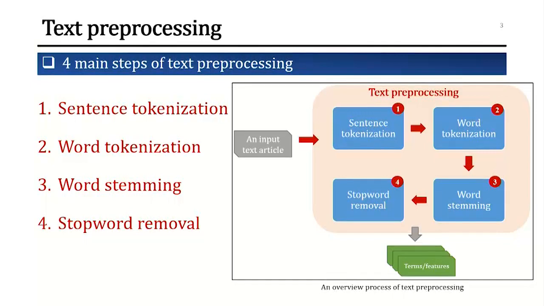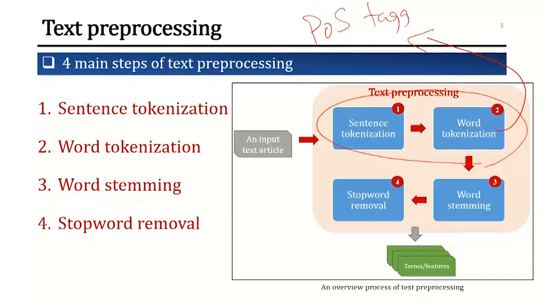So in this lecture, we are covering part-of-speech tagging. This process takes part in the first 2 main processes: sentence tokenization and then word tokenization. After the word tokenization, we have another process called POS tagging here, which allows us to extract some words, some terms, from the input sentence.